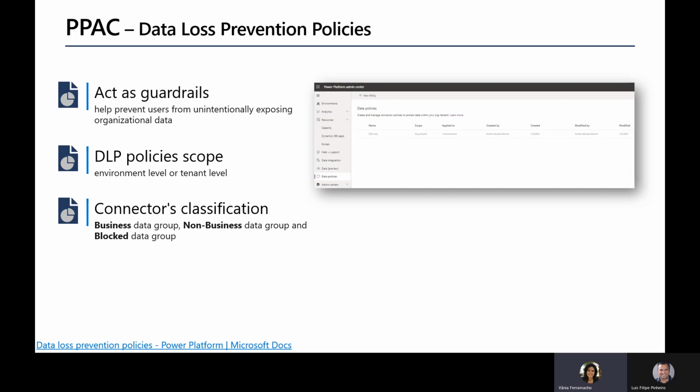On the connectors classification, data groups are a simple way to categorize connectors within a DLP policy, and we have at the moment 3 data groups available. The first one, the business data group, is used for connectors that use business data. The non-business data group is used for connectors that host personal data, and the block group will be used when you want to restrict usage across one or more environments.